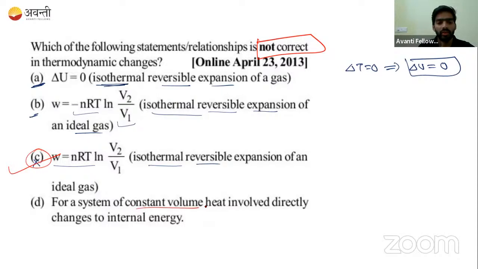For a system of constant volume, heat involved directly changes to internal energy. Yes, this is correct. If in the internal energy at constant volume, that means work done will be 0, and it is going to be Q. That is, change in heat is going to change the internal energy. So our correct option is option C.